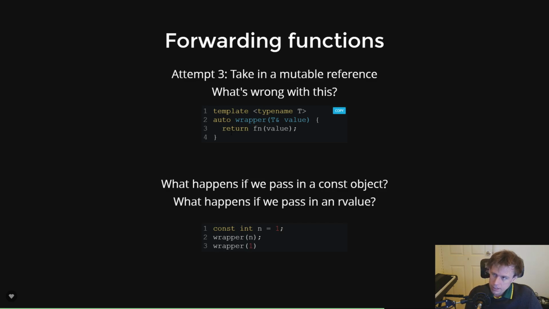Can it take in R values? I don't remember. But now it doesn't. So if we pass in a const object, we're going to have a problem. If we try and take a constant n and we pass it in there, we're going to have a problem. And I think it doesn't really work well for R values either.